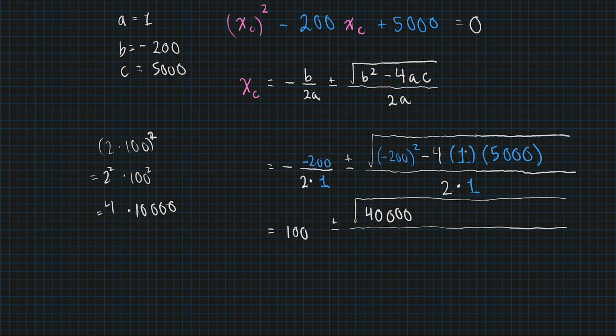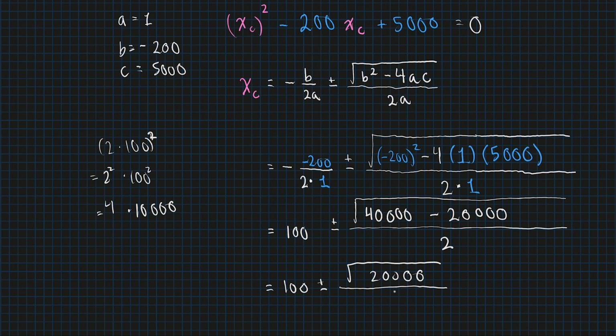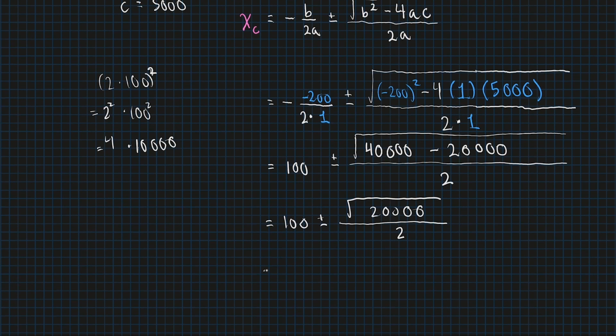And what have we got here? Well, we've got 4 times 1. The 1 doesn't really matter because it doesn't affect our math. So 4 times 5,000. So what's 4 times 5? That's 20. So if you multiply that by 1,000, we get 20,000. So we've got a negative 20,000 here. And in our denominator, we've just got a 2. 2 times 1 is just 2. Let's simplify this a bit more. So 40,000 minus 20,000 is 20,000. Let's just write that out for now and then see how we can simplify it more.